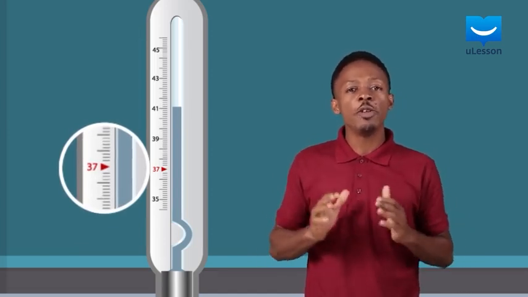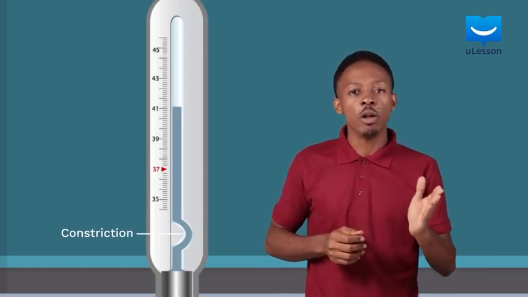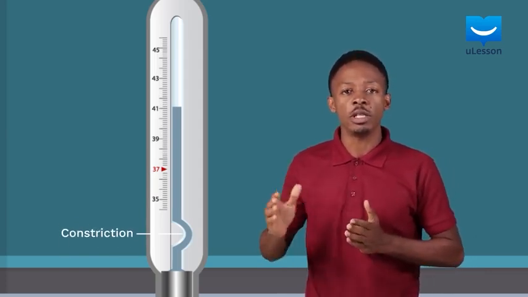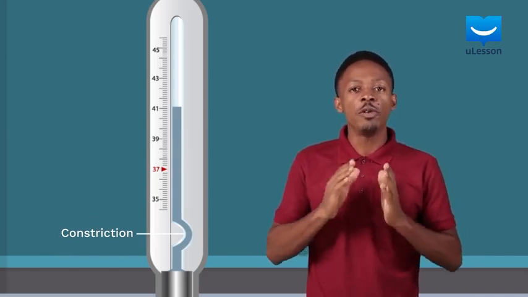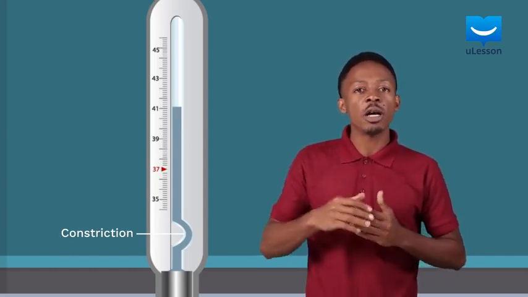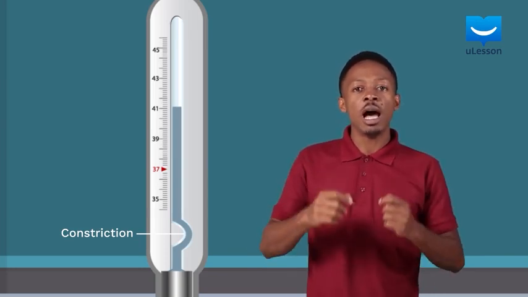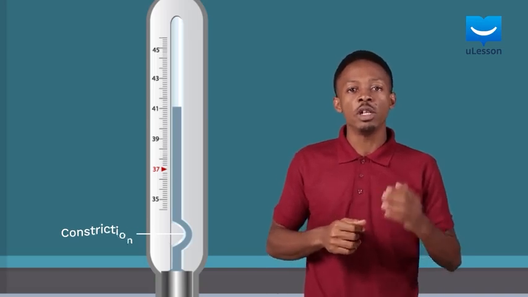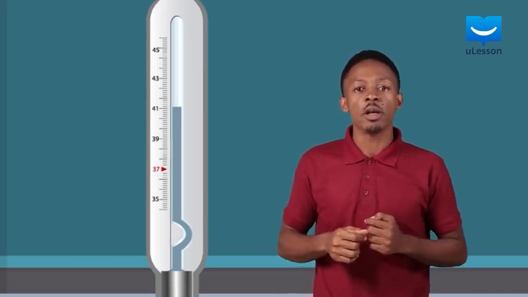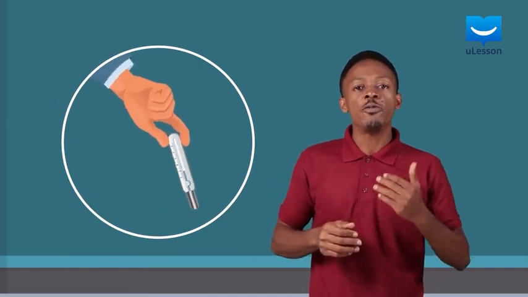The most prominent feature is the constriction in the bore, that is between the bulb and the beginning of the scale. During a temperature reading, this constriction prevents the liquid from falling back down in the column immediately the thermometer is removed from the subject and makes it easier to read the maximum temperature that was reached during measurement. A quick shake will move the liquid back into the bulb before taking the next measurement.